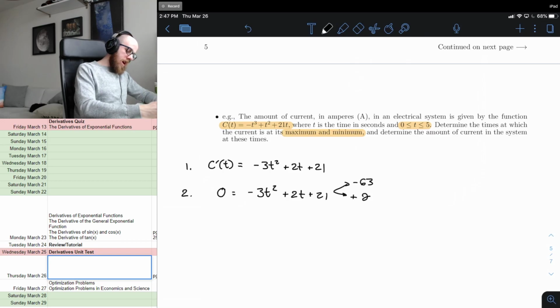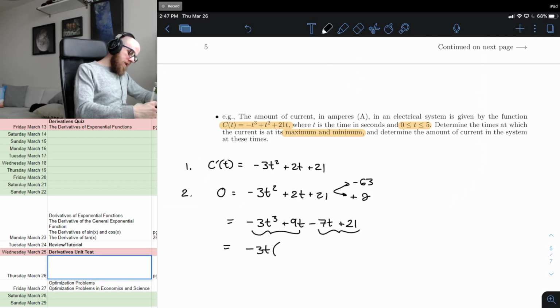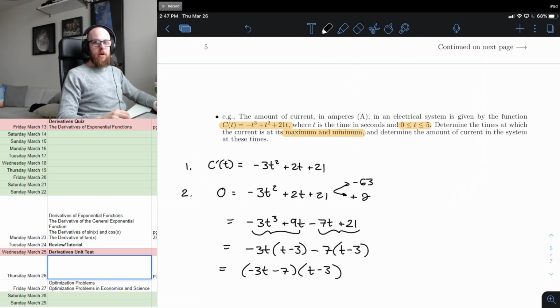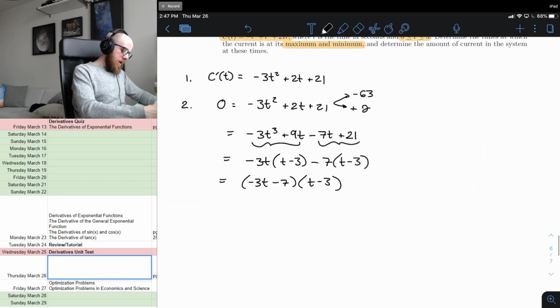Okay, well that's not bad. That's 9 and negative 7, right? Negative 3t squared plus 9t minus 7t plus 21. Okay, then I factor by grouping. So negative 3t times t minus 3, minus 7 times t minus 3. So I get negative 3t minus 7 and t minus 3 as my two roots. Okay, I set these both equal to 0, right?